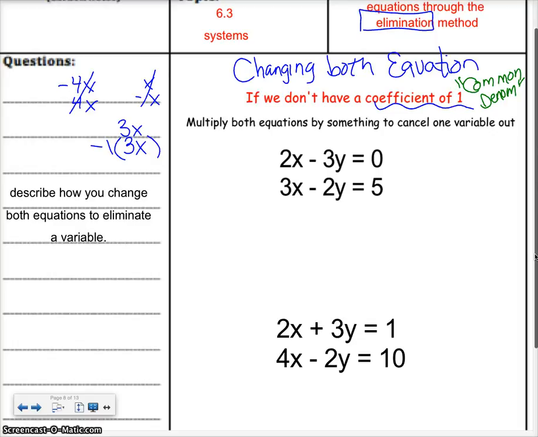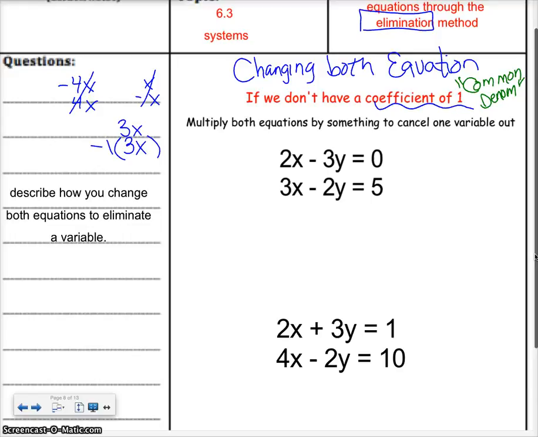Okay, looking at the first one. I have 2x minus 3y is 0, and 3x minus 2y is 5. I need to solve this system through elimination. So notice that I can't really quickly cancel a variable out. I can't turn 2 into a negative 3. And I can't turn negative 3 or negative 2 into a 3. So I'm going to have to change both of them in order to use elimination.